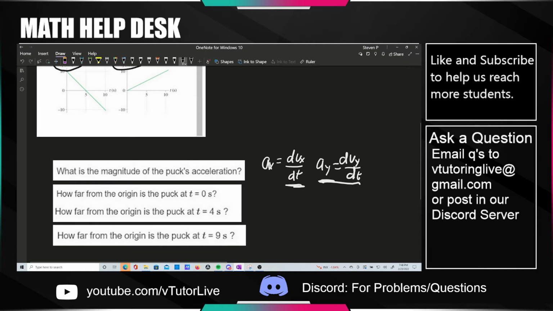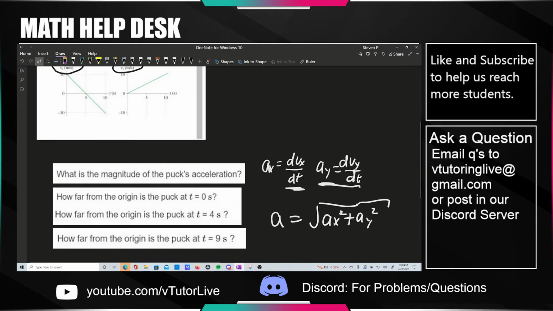So the idea here is your total overall acceleration is just going to be the square root of its components, ax squared plus ay squared, right? So you can see how reading off the values from the graph, you should just be able to plug them in right here, plug those slopes in, and that should get you what you want.